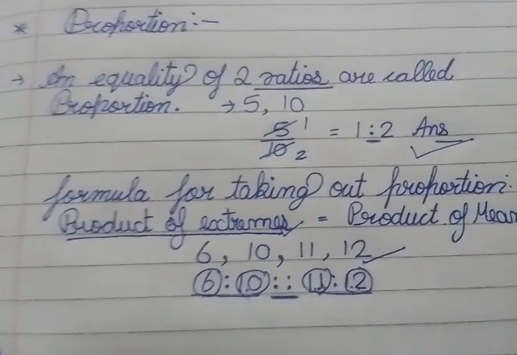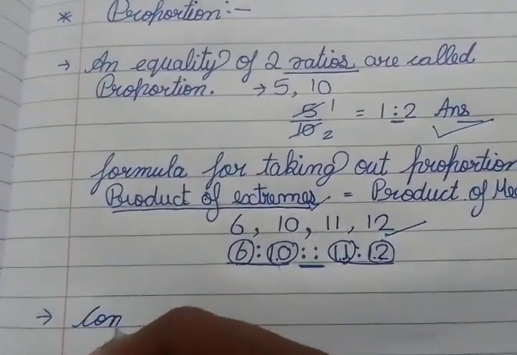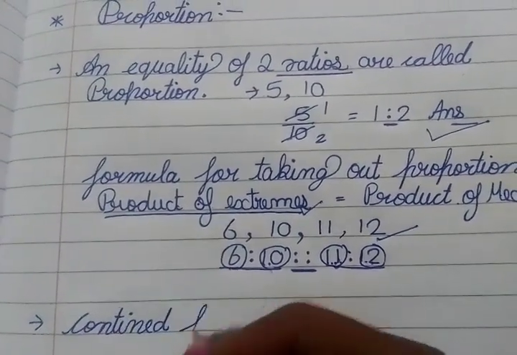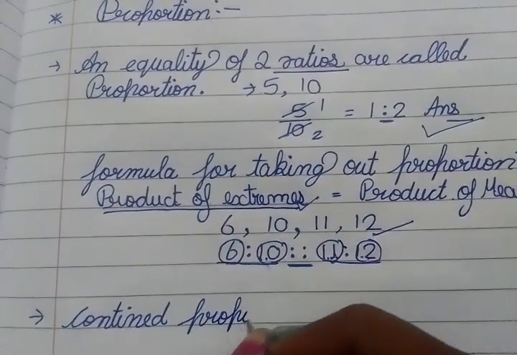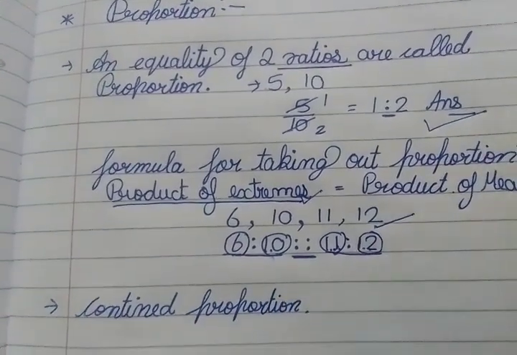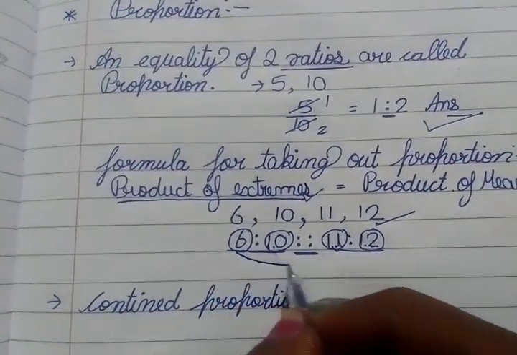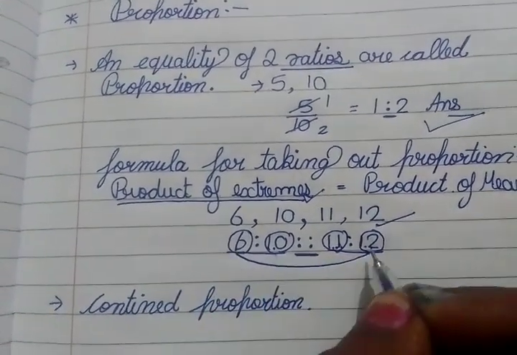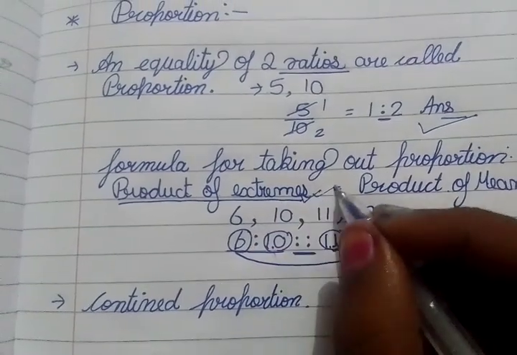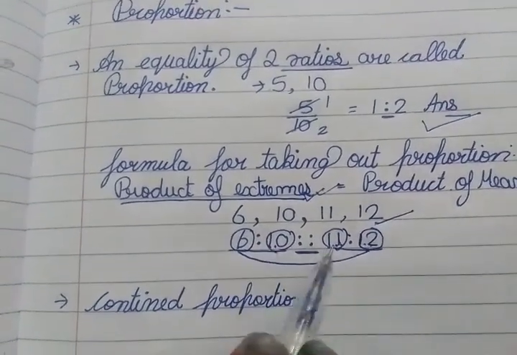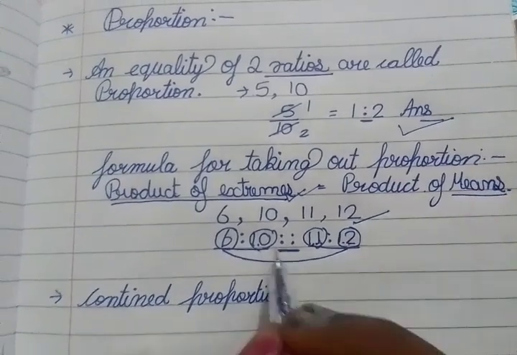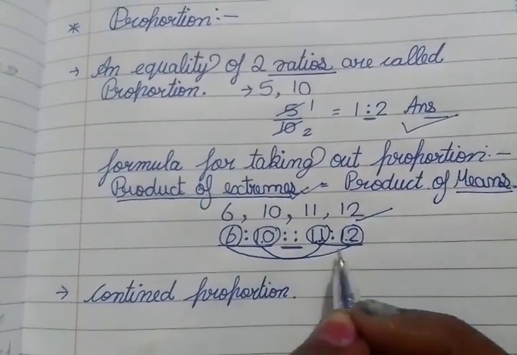Before starting continued proportion, let me tell you one more time. When we multiply first and fourth, the product of extremes will come, and when we multiply second and third numbers, that will be the product of means.